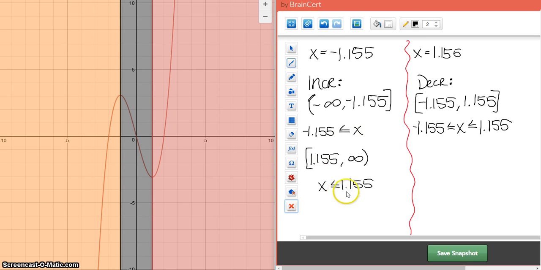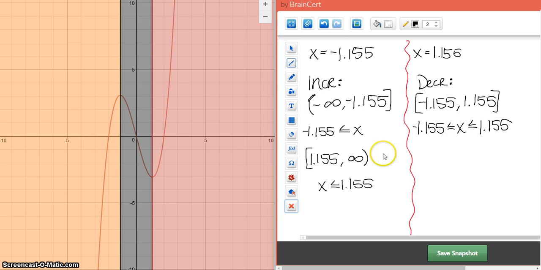If I wanted to, I could flip this and say 1.155 is greater than or equal to x, but for the most part, when we're talking about intervals, we want to go from left to right, from least to greatest. And so that's the more efficient way to write this in this context.